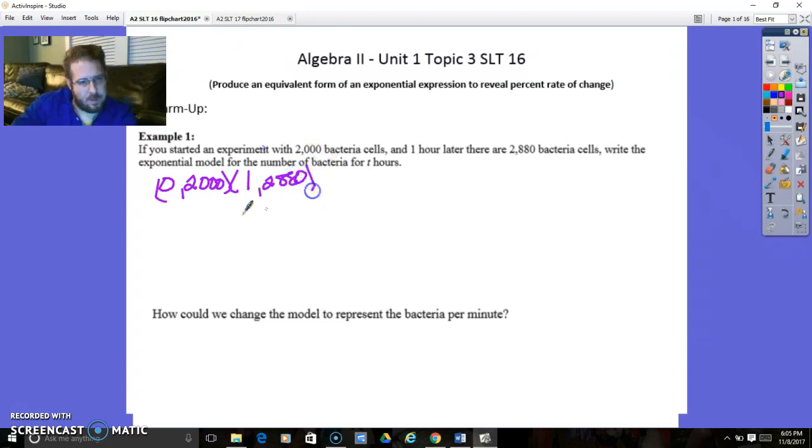Now, from the last video, we're going to set the answer equal to y. So 2880 is equal to the starting point times the rate, which is, in this case, b, to the first power. And then the other one was 2000 equals a times b to the 0th power. So basically the x is becoming the exponent of the rate, and the y is the answer.